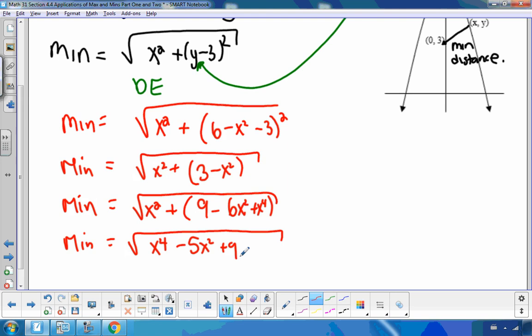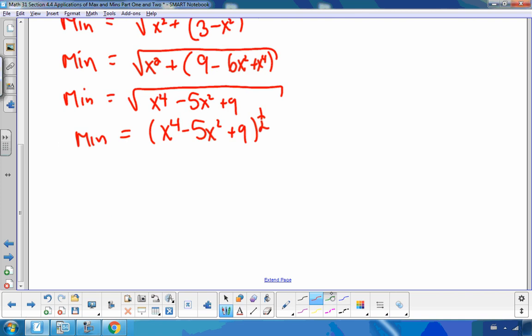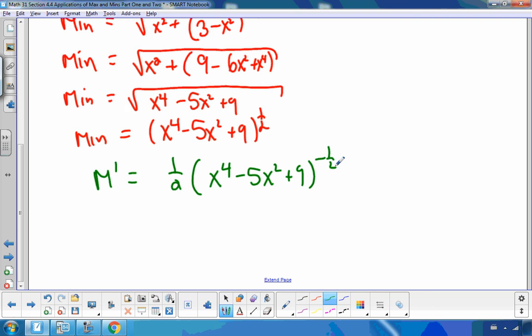It only has one variable, so I am ready to take the first derivative. To help me take the first derivative, I'm going to rewrite this in exponential form. Okay, so let's take the first derivative of our min equation. So 1/2 comes down, decrease my power by 1, and this is an example of the chain rule. So it's the derivative of the outside, keep the inside the same, multiplied by the derivative of the inside.